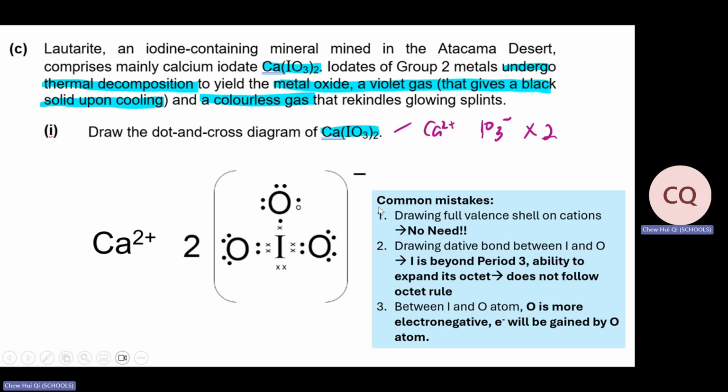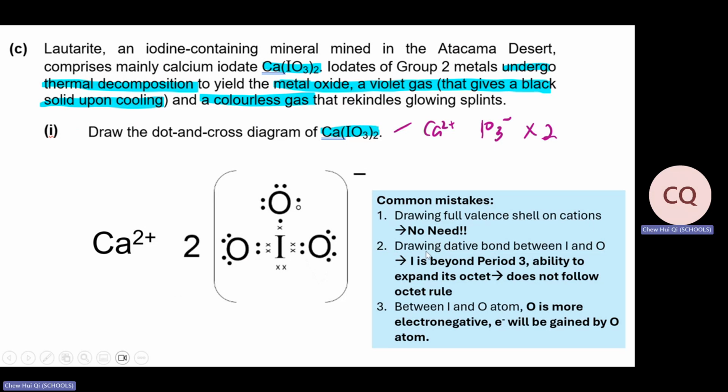These are the common mistakes. There is no need to draw the full valence electron shell on the cations. No need. Please bear in mind, because you're losing the electrons to your anions. No need to draw.